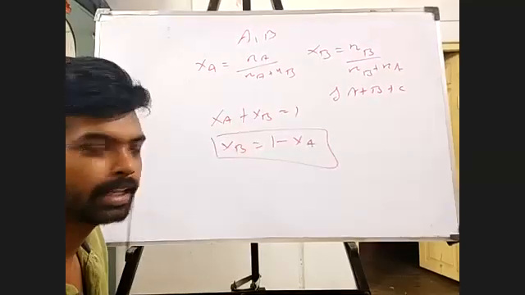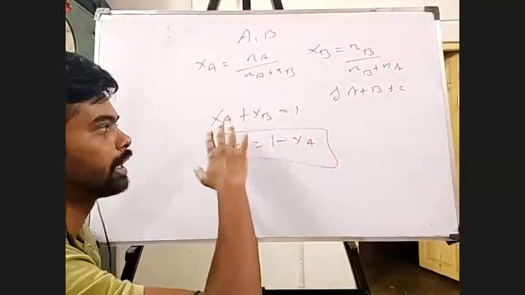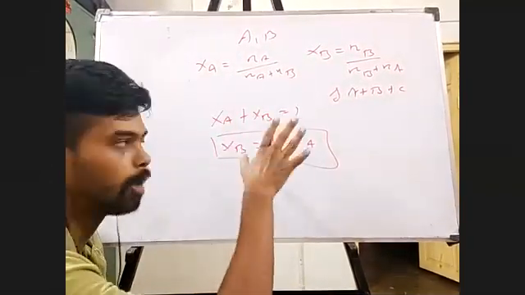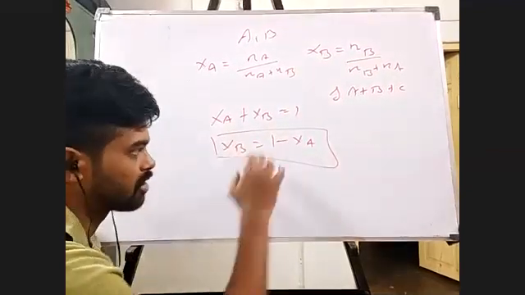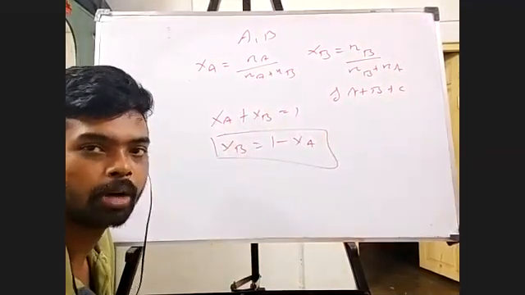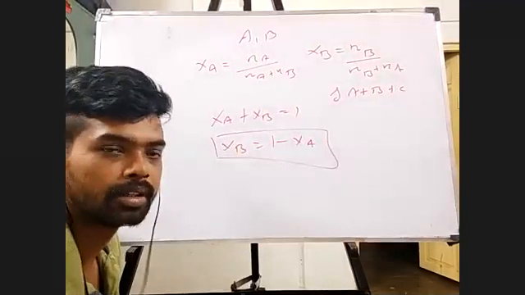Are you able to understand? Right? I know that the total mole fraction of all the components should be equal to 1. So if I have only 2 components, if I know one of the mole fractions, 1 minus the mole fraction of the other component will give me the mole fraction of XB.